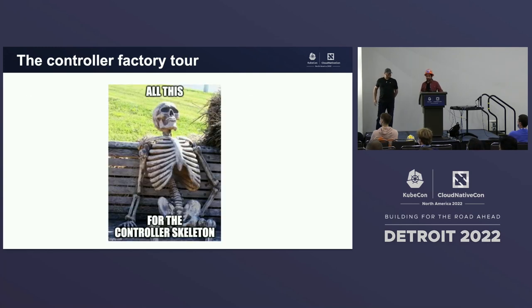So at this stage, we did all this to only have the controller skeleton. There is no reconciliation loop. There is no logic at all. It's just the definition of the objects. And this is almost at the same level where Kubebuilder is going to put you. It's going to help you only manage those CRDs, the types, the spec, and the status.